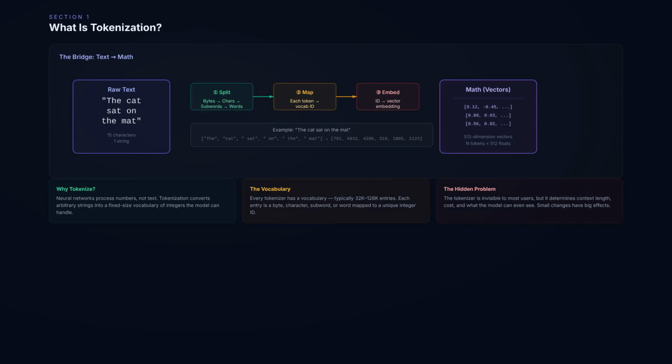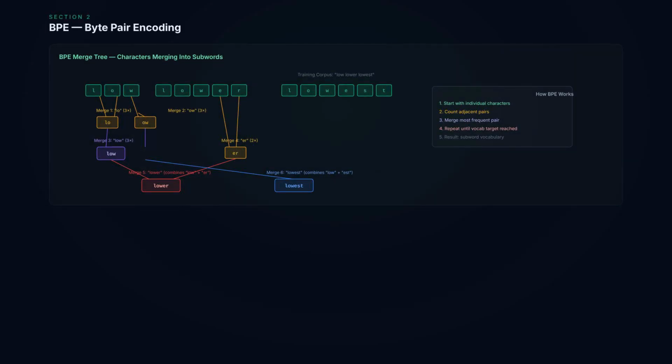And here's the kicker. The tokenizer is lossy. Information gets discarded before the model even gets a chance to look at it. As Andrej Karpathy put it, tokenization is the only part of the stack where a single byte can break your entire prompt. The algorithm that powers most of today's tokenizers is called Byte Pair Encoding, BPE.